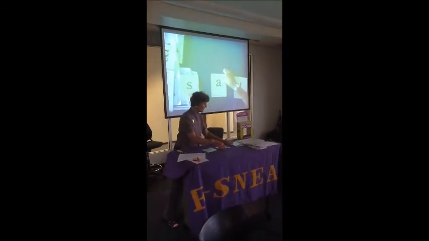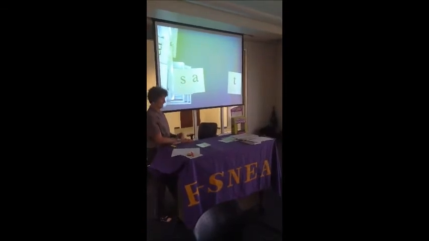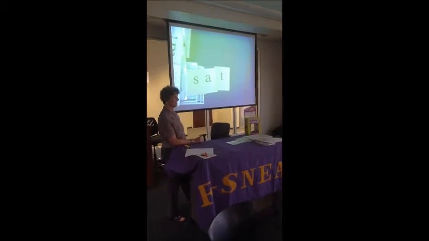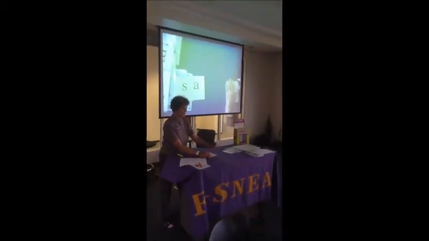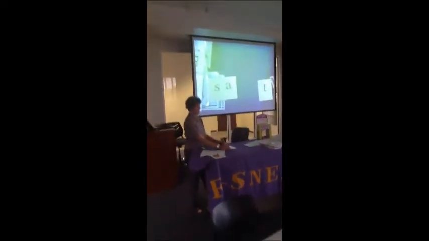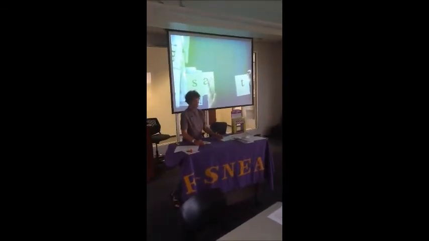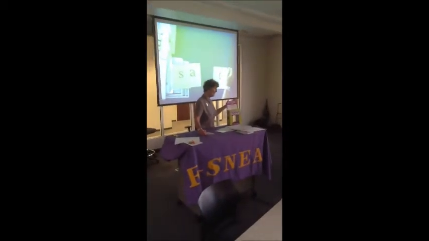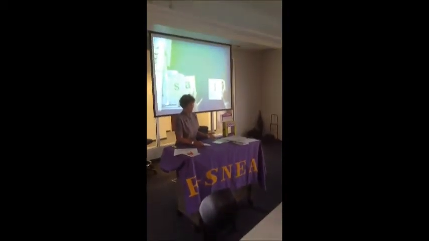So go S, A, blend the sounds. Sa. Now sa, t, blend the sounds. Sat. So we have 1 unit, then 2 units to blend, because that's really, really hard for kids to be able to do. If they can't blend phonemes just orally, they're not going to be able to do this. And if they can only blend 2 phonemes orally, they're not going to be able to blend 3 phoneme words.